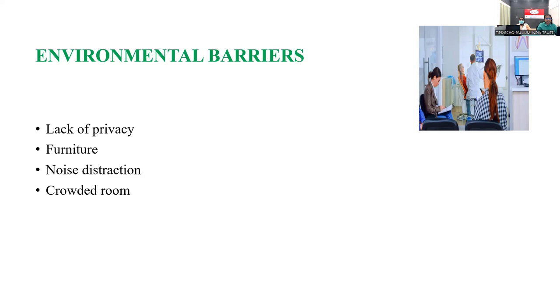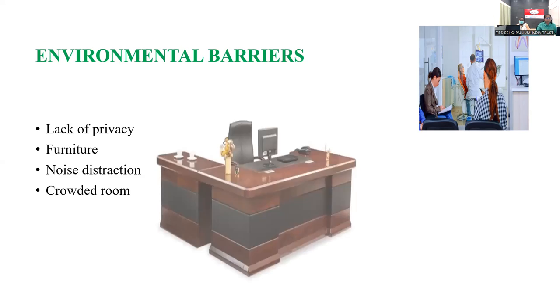No, ma'am. Yes, Shubha. Then there should be comfortable furniture also. Furniture can also be a barrier, like a big table between the doctor and the patient or the nurse. If the chairs are in two different places with a long gap, then there will not be good communication. There will be environmental barriers for communication: noise, distraction, lots of noise, everybody talking together in the room, lots of persons, a crowded room. These all are environmental barriers in communication.